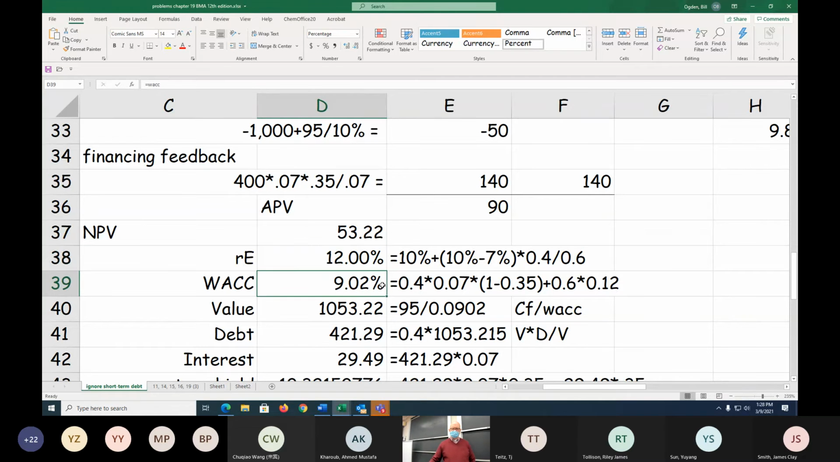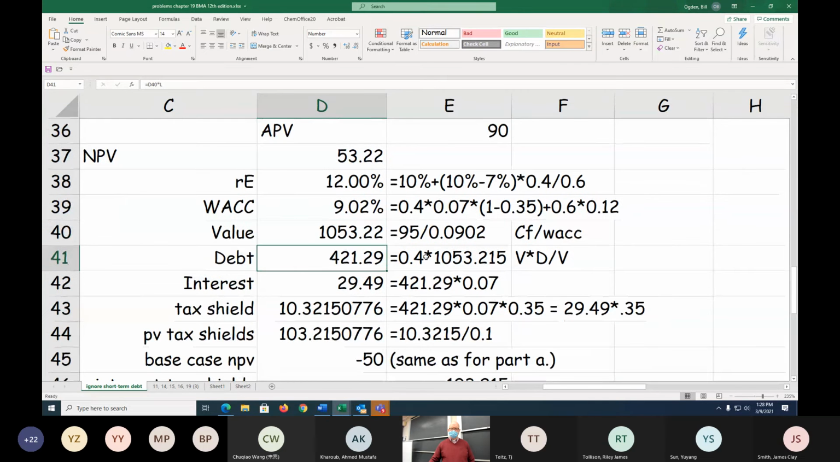Okay, and then plugging that into the WACC equation, I get a WACC of 9.02%. So then if I take the cash flow, divide by the WACC, I get the value. We'll take 40% of that and call it debt. And then we will take 7%, believe it or not, it's not 8 for once. 7%, that'll be the interest, the tax shield, times 35%.